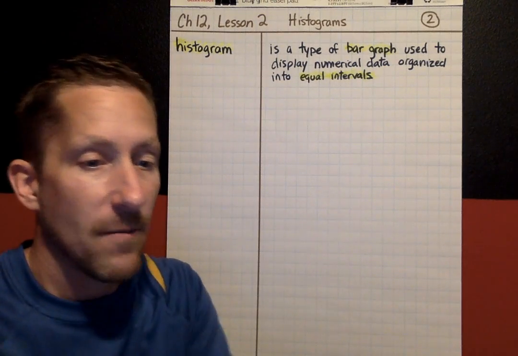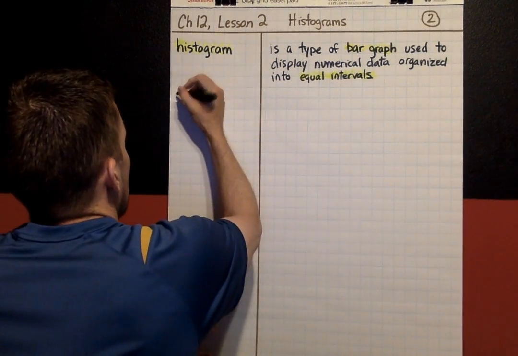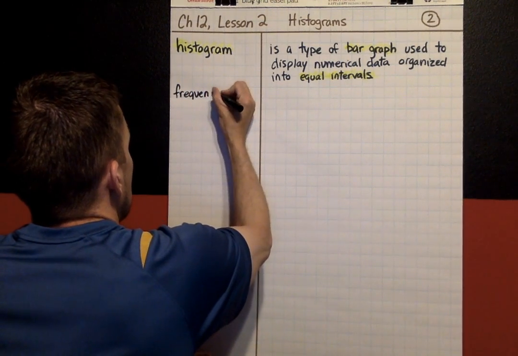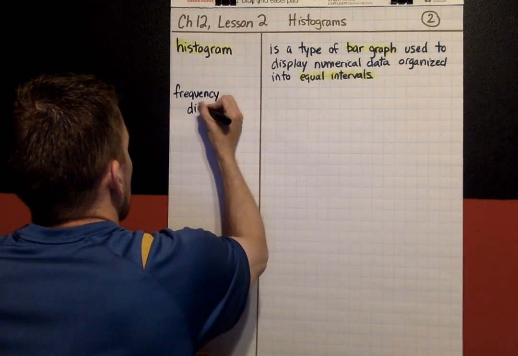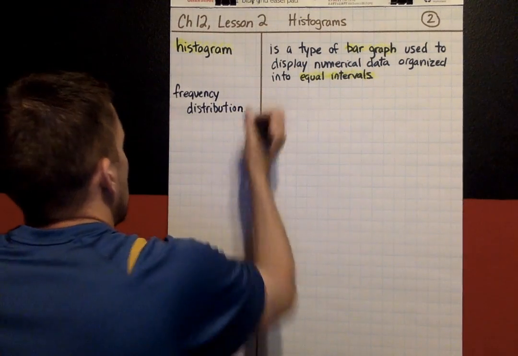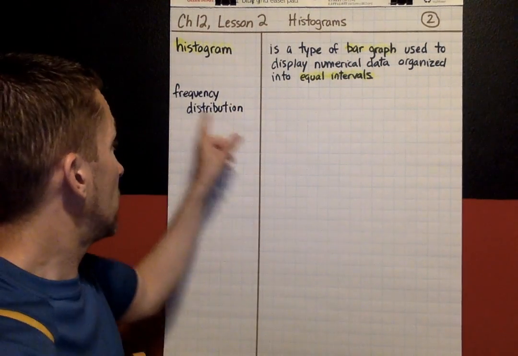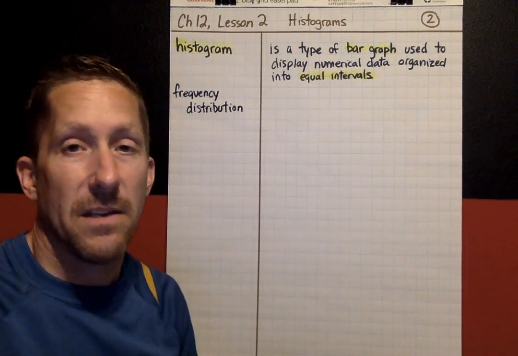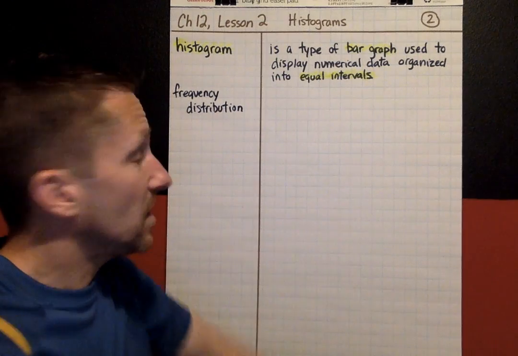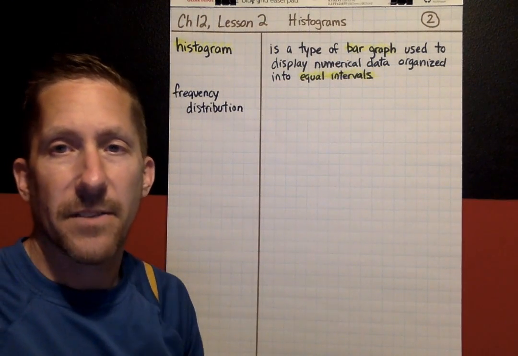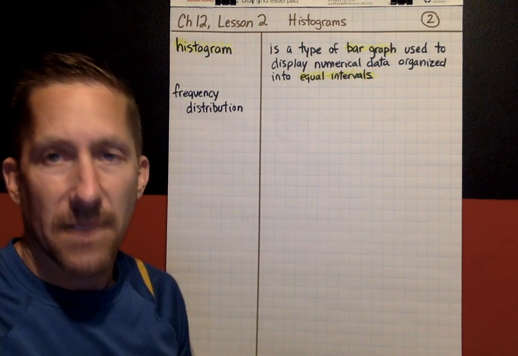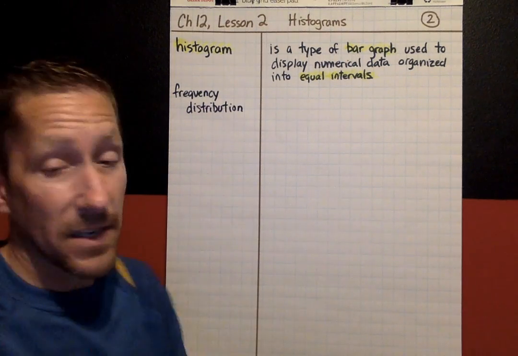One more definition that I want you to know is called a frequency distribution. So, a couple of big words. A frequency distribution. Frequency you can think of as how frequent something happens, and you can think of a distribution as a set of data. So it's looking at how often stuff happens, which is really what a frequency distribution is.